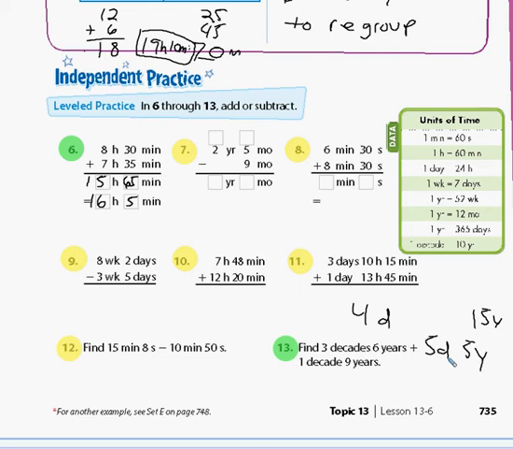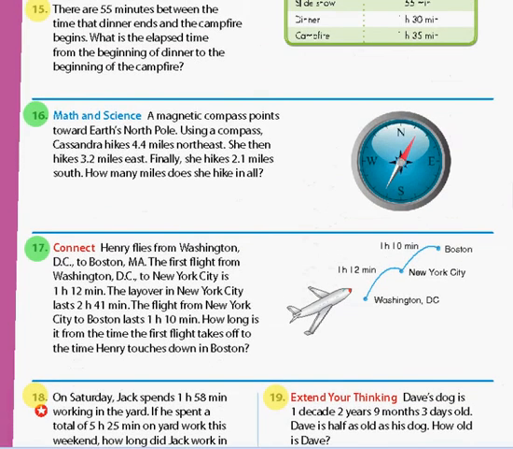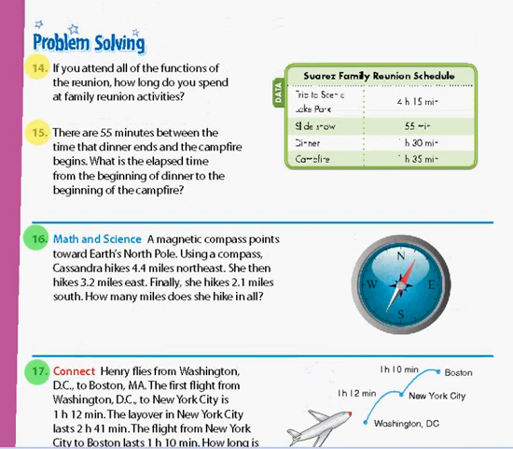Okay, let's go ahead and look at the back page. Problem number 14. If you attend all the functions of the reunion, how long do you spend at the family reunion activities? And you have a little table here. It talks about the activities at family reunion. Problem 15. There are 55 minutes between the time that dinner ends and the campfire begins. What is the elapsed time from the beginning of dinner to the beginning of the campfire?